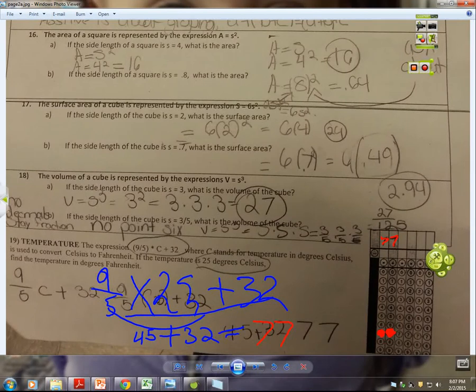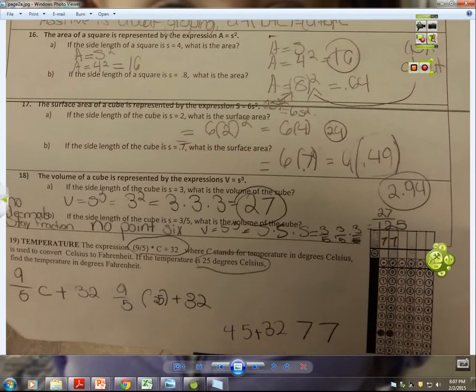You're right, it is 45. Plus, yeah, you got it. Oh, I had to stop. It won't.